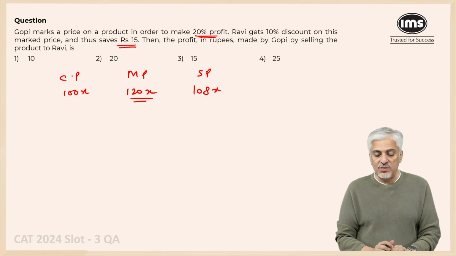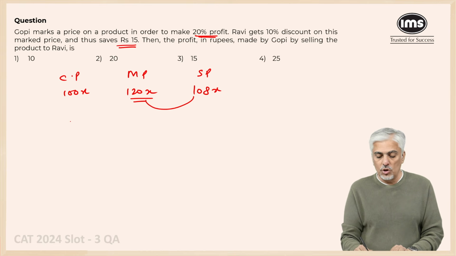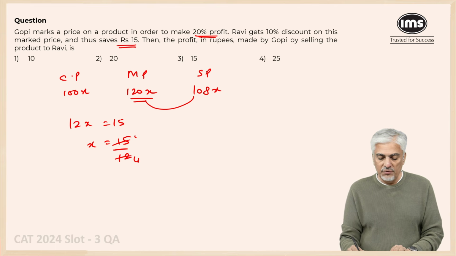And thus saves 15 rupees. So 12x is equal to 15. x is 15 by 12. 3 4s are 3 5s are.